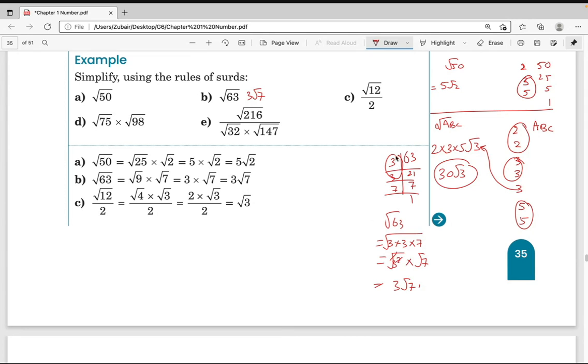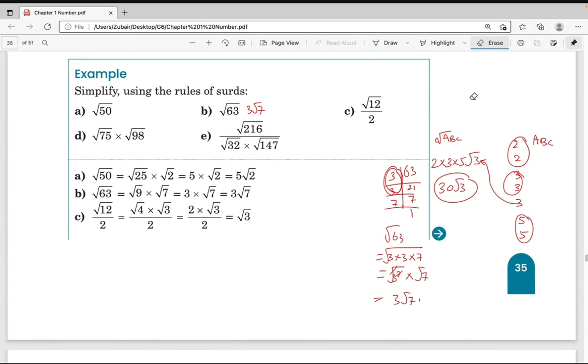Why is this cancelling out? Because they were in pair. So I directly wrote 3 outside and 7 inside. Try C part. Be careful, there is no root in the denominator. So it will be 4 into 4, 3, 2, okay.